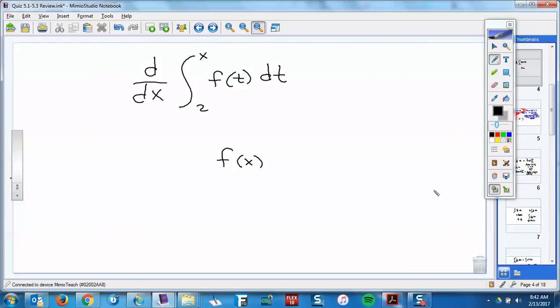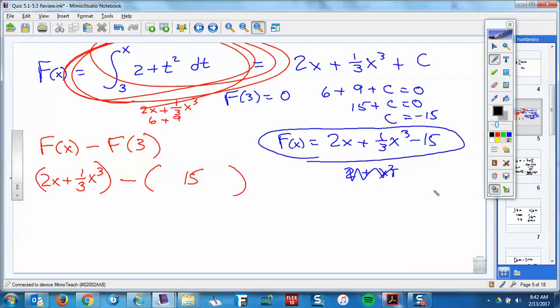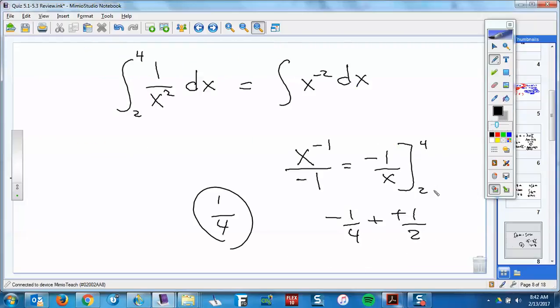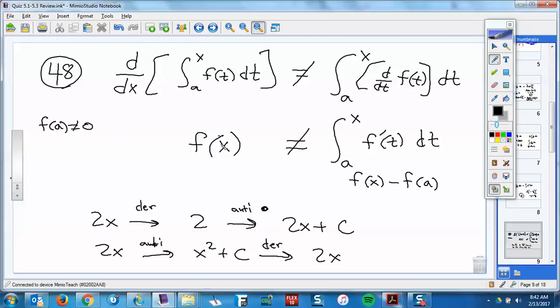Remember that this 15 came in here, right? It's like the plus c, or it's the 15. So it's that same thing. So these are not equal unless f of a was 0. If f of a was 0, then yeah, they'd be the same thing, right? So that's all that was saying. Is the derivative of the antiderivative the same as the antiderivative of the derivative? Well, it turns out no, because of the plus c, unless the plus c is 0. Okay? So that's just about notation.